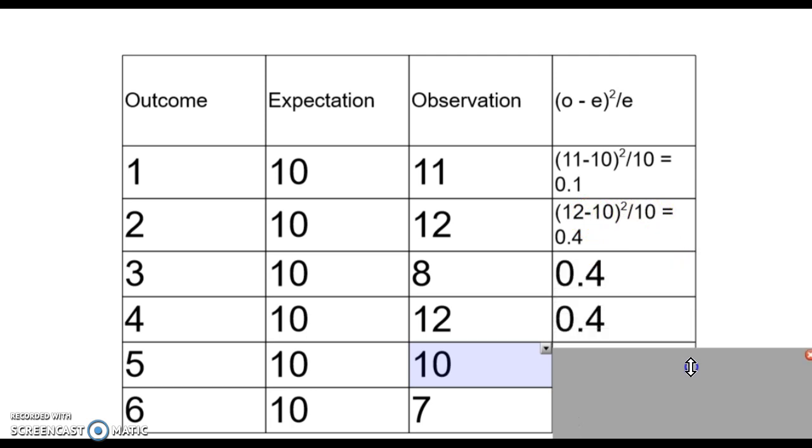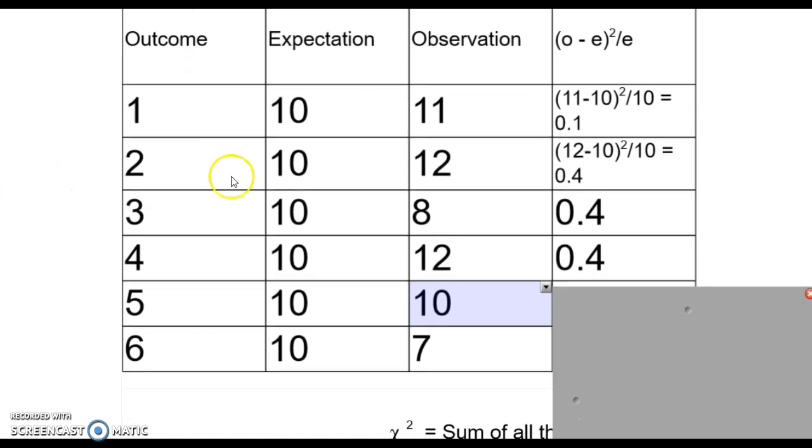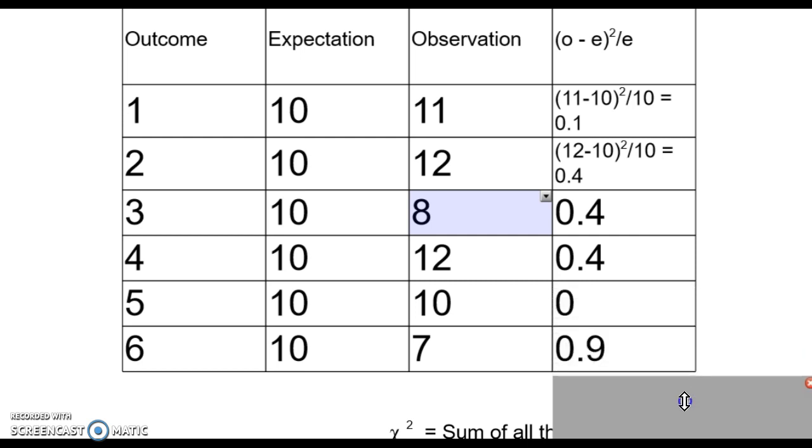We get a similar value for the 3's and the 4's. And notice that there's some wisdom here. Squaring the result means that whether you're above or below, like we have in the 2's and the 3's, you still get a 0.4. It's just really about differences. This is why the number is called a chi-squared number. All the differences are squared. We get a 0 for the 5, and then our largest error is with the 6, and that turns out to be a difference of 3 squared, which makes it 9.